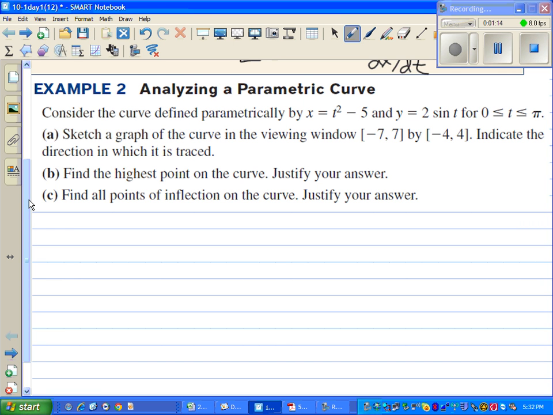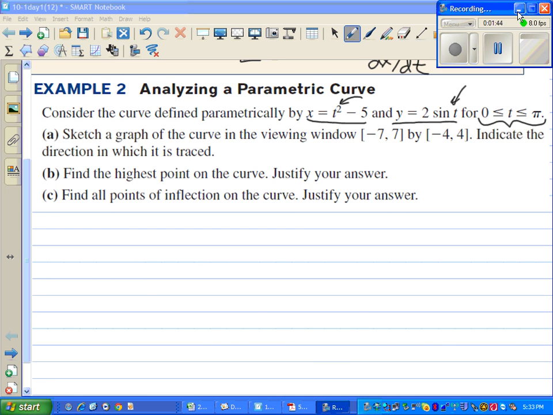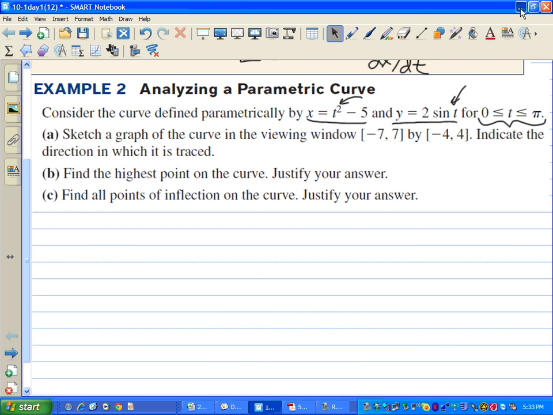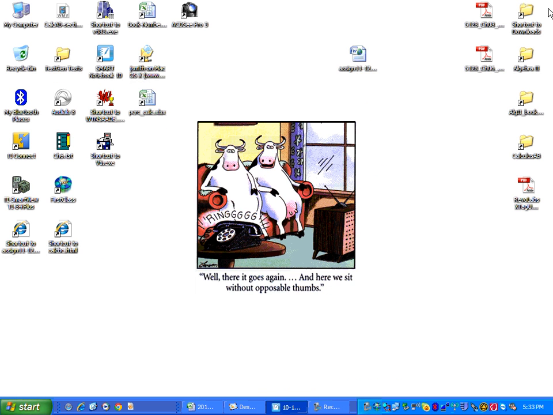In example 2, we have analyzing a parametric curve. Consider the curve defined parametrically by x equals t squared minus 5 and y equals 2 sine t. Remember, we're only going from 0 to pi. I looked at this one and thought, if I'm going to plug radian measurements into t squared, I'm certainly going to get a decimal value. And if I went from 0 to 2 or 0 to 3.14 using integers, I'm going to get decimals for sine of t. So either way, we're going to get decimals as an answer. So I thought, let's just use our calculator for this one.